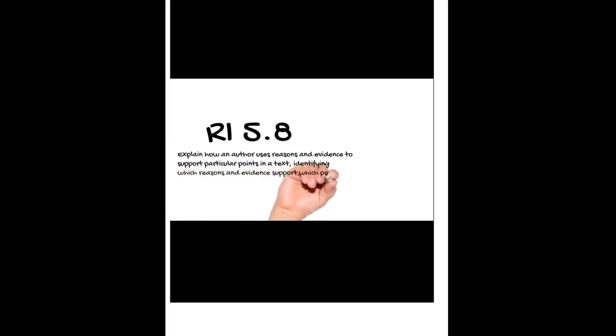Today's lesson is on RI 5.8. Explain how an author uses reasons and evidence to support particular points in a text, identifying which reasons and evidence support which points. So essentially what we're going to do today, guys, is look at some lessons that talk about communicating codes, and we're going to analyze how authors use evidence to support their points.